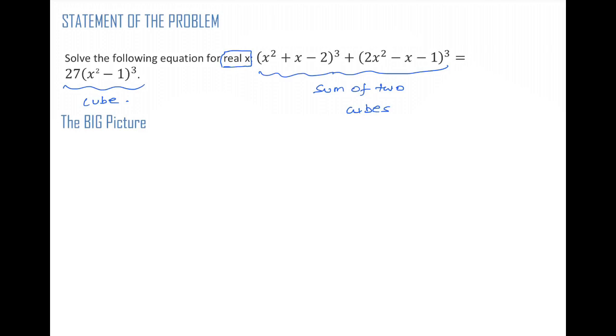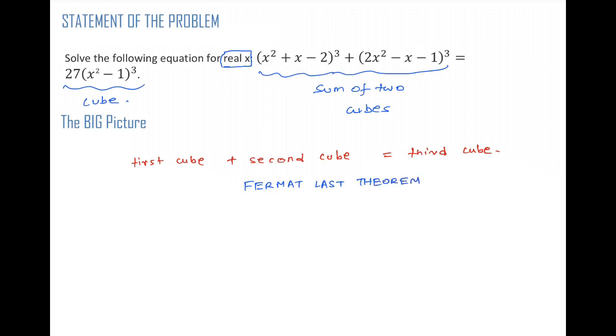Now let's pause for a moment and look into this problem from a different perspective. We have first cube plus second cube which is equal to the third cube, and immediately this reminds us of Fermat's last theorem. Now of course Fermat's last theorem is true for only positive integers. Here we are interested in real number solutions, but nevertheless let's give it a try.